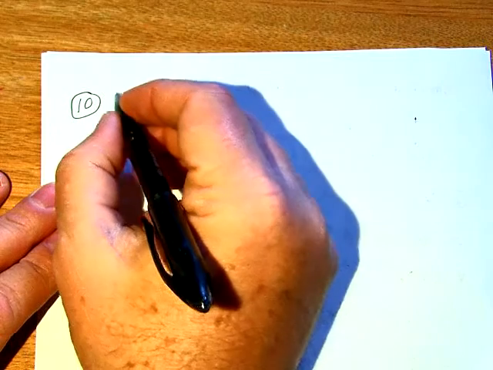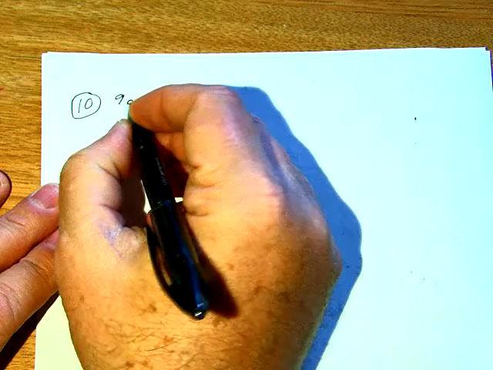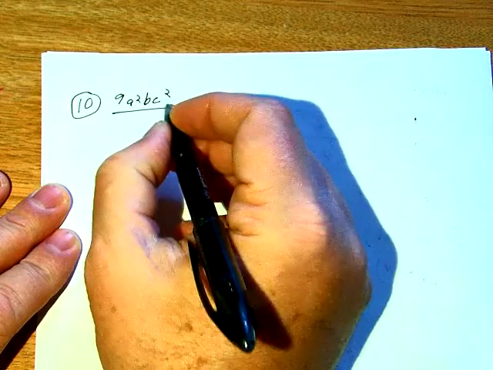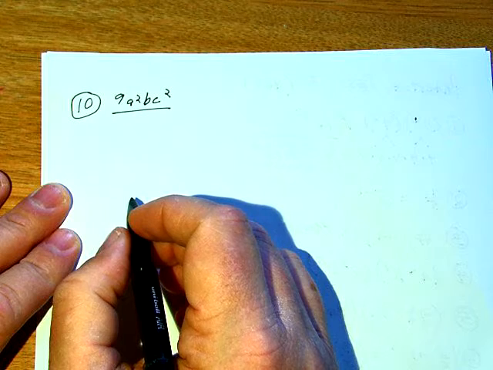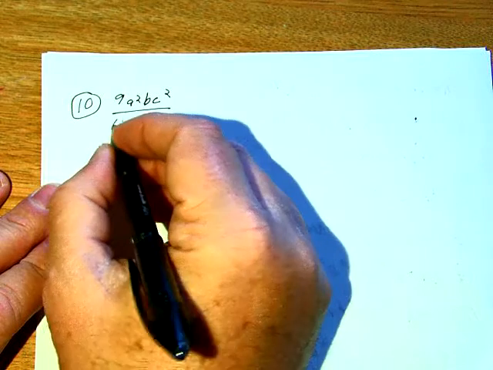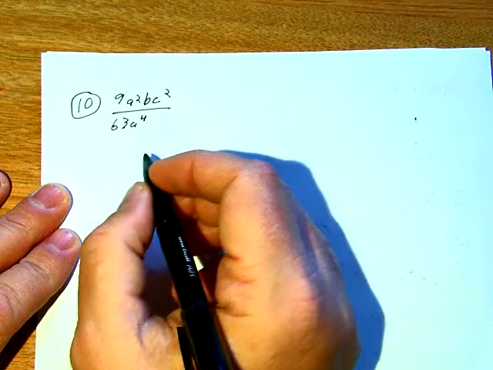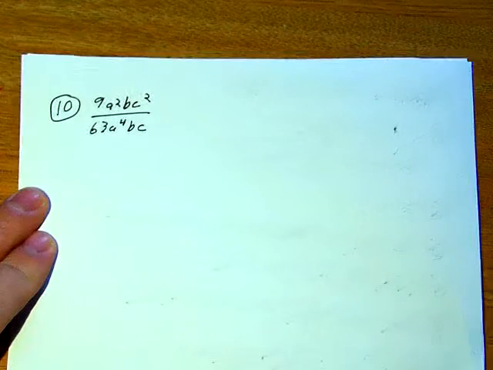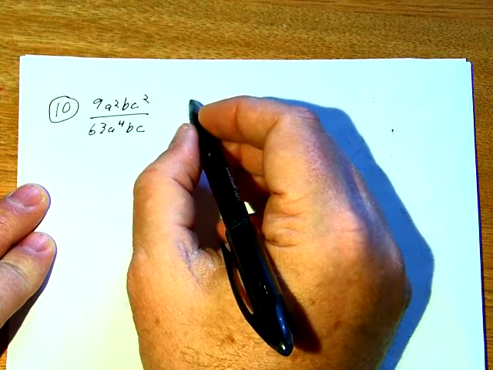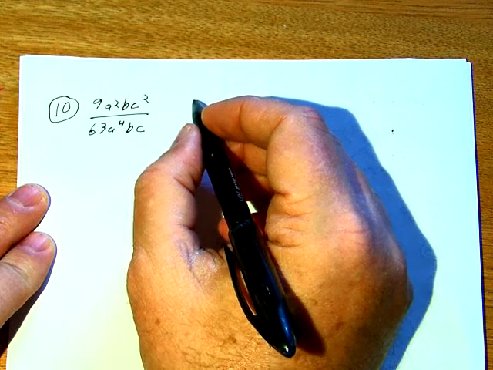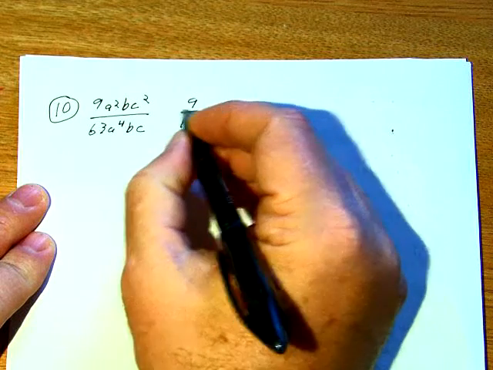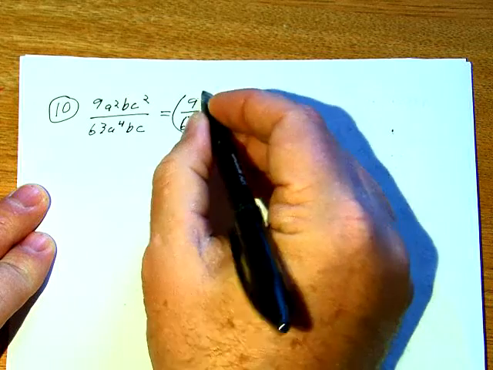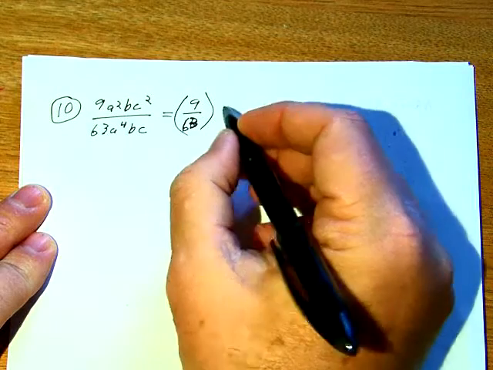Number 10, 9a squared bc squared all over 63 a to the 4th bc. Okay, well, I can say 9 over 63 first. Oops, if I can write it correctly. 9 over 63. I'm going to put all the a terms together.